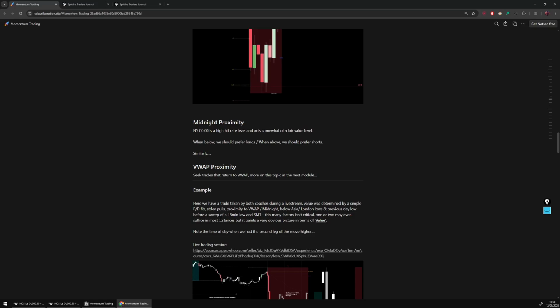You're not trading from POCs, you're trading from value area lows. You're not trading from midnight and VWAP most of the time. You're trading toward those levels. You're coming from value back into fair value. Anything above VWAP is expensive. Anything below VWAP is cheap.